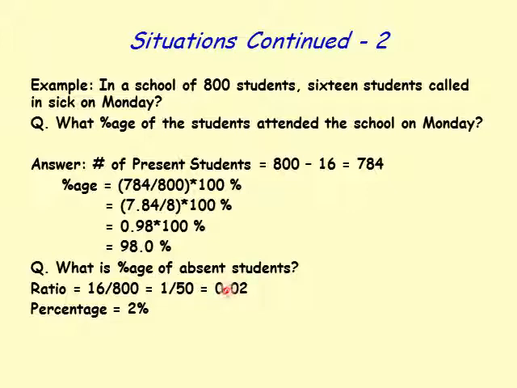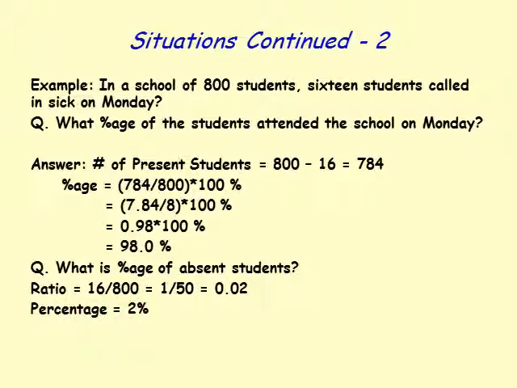What we do is move the decimal place two places to the right. When you move one place, it becomes 0.2. When you move two places, it becomes 2.0. So the percentage of students who attended school that day was 98%, and the percentage of students who skipped classes that day was 2%.